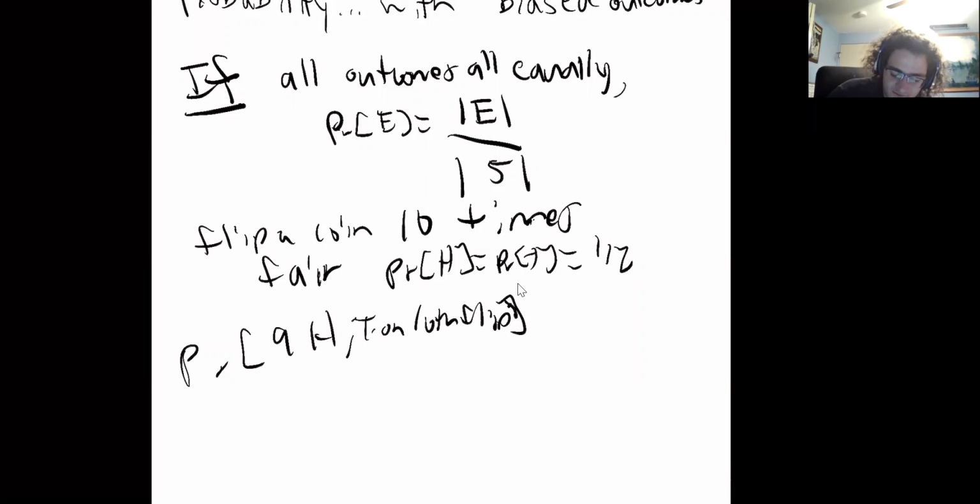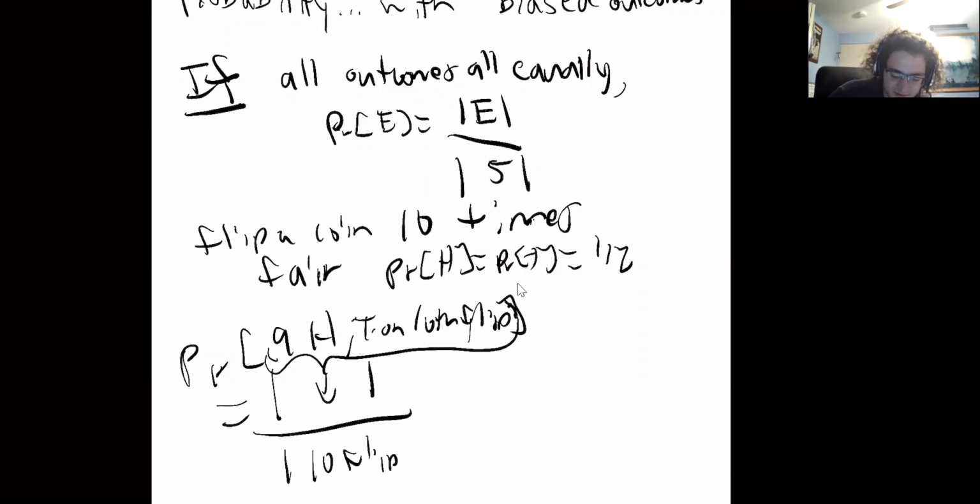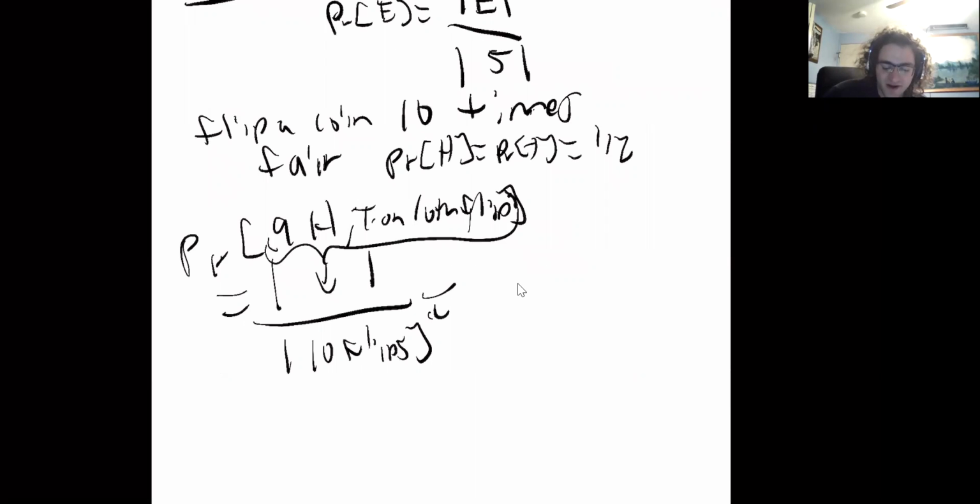We can just use this same idea. That's the cardinality of this event, 9 heads and then a tail on the 10th flip, over all possible outcomes of 10 flips. Each flip could be either heads or tails, so you get 2 for the first flip, 2 for the second flip, and so forth, all the way through.